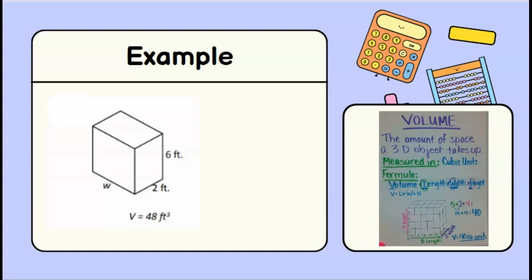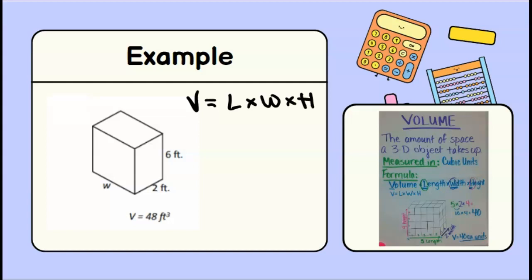Sometimes we are given the volume of an object. However, we have to find the measurements of that object. We can use our algorithm, use the volume given, and we can do inverse operations in order to find a single missing measurement. To do this, I'm going to start with my algorithm. Volume equals length times width times height.